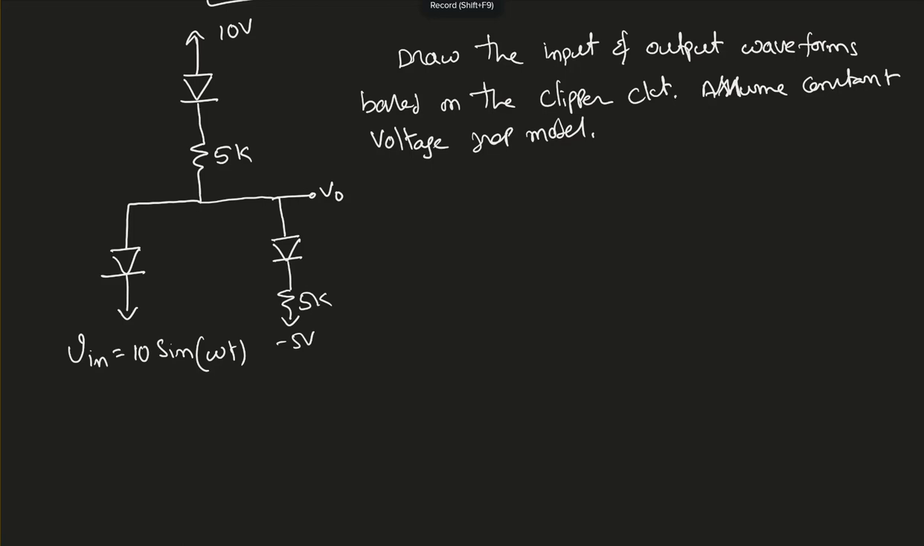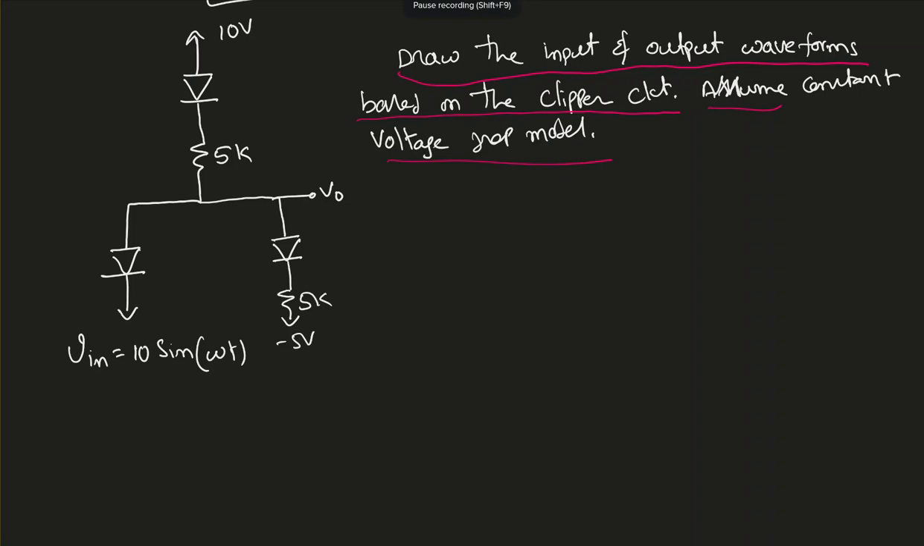In this video, I'm going to solve an example based on the Clipper circuit. So here is the given circuit. Here he's asking to draw the input and output waveforms based on the Clipper circuit. Assume constant voltage drop model.